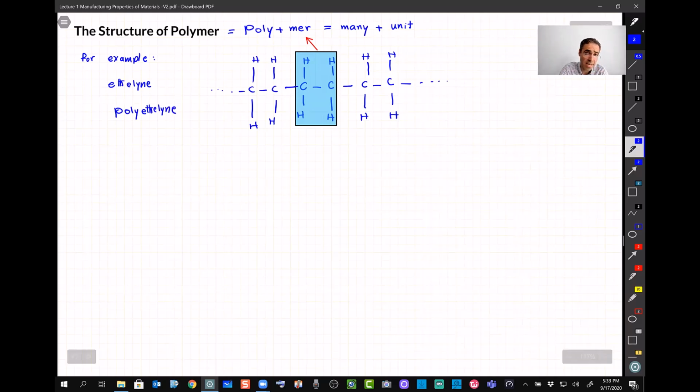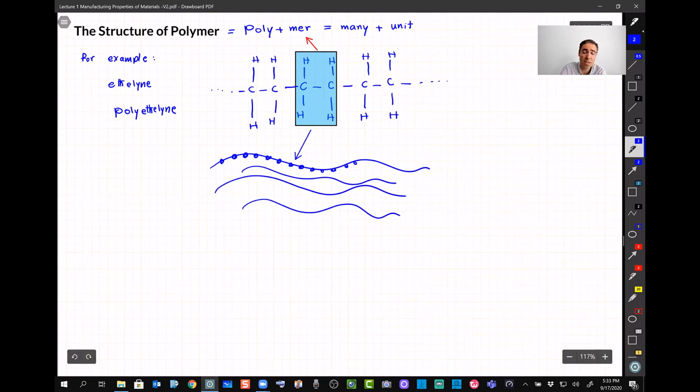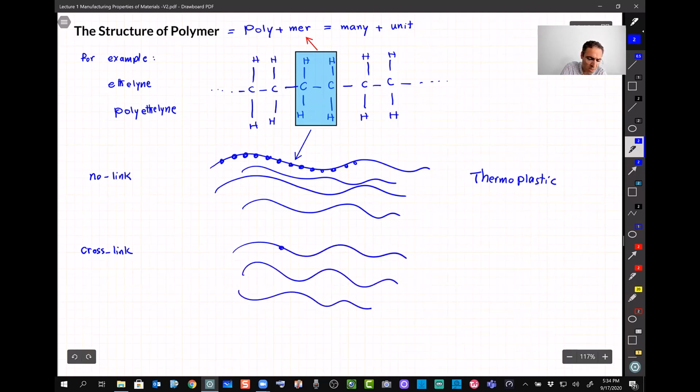So this chain can link together, or they cannot link together. Let's say I have one chain, and each of these, let's say, is one of these units. If I have several of these chains, and they are independent and no link between them, we call the result a thermoplastic. If there is cross-link between them, let's say this is one chain, another chain, another chain, and between these units there are cross-links, we call this a thermoset.